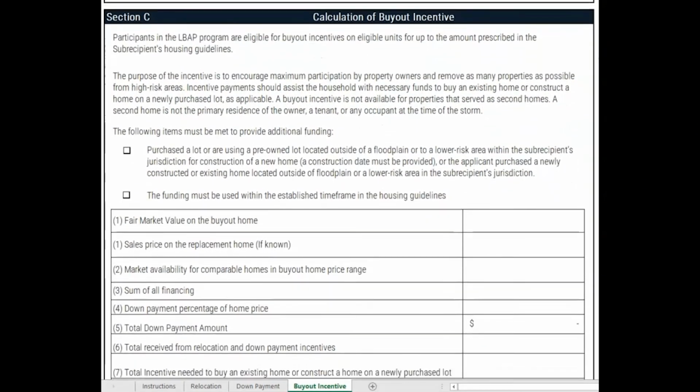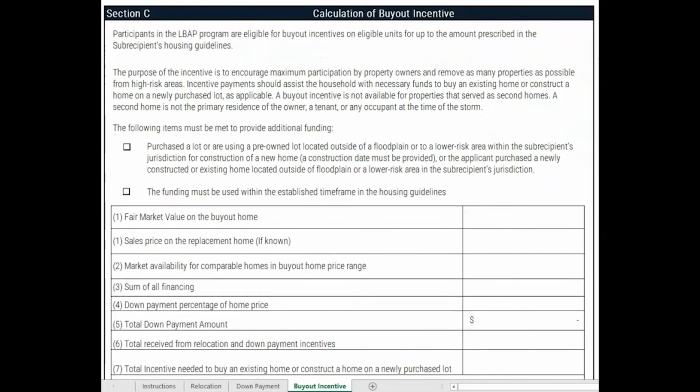Buyout Assistance Sheet, Section C. The first part of Section C of the Buyout Incentive Calculation Form is for the subrecipient to check off whether the applicant is meeting the buyout incentive requirements. The applicant must be able to check off these items to be eligible for buyout incentives. Backup documentation should be attached in the file to demonstrate that the applicant is meeting the requirements, and the checkbox should then be checked off.